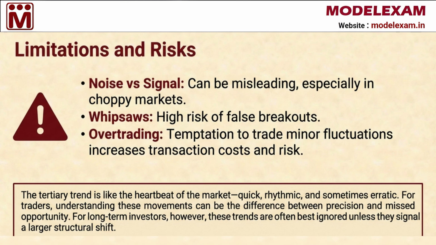However, there are limitations and risks you must know. The biggest problem is distinguishing noise from signal. In a choppy market, tertiary trends can be very misleading. There is a high risk of whipsaws, which is when the price moves in one direction and then immediately snaps back, causing losses. This can lead to overtrading, where you buy and sell too much based on minor fluctuations, racking up transaction costs. Remember, for a long-term investor, these small wiggles are best ignored unless they signal a massive shift.